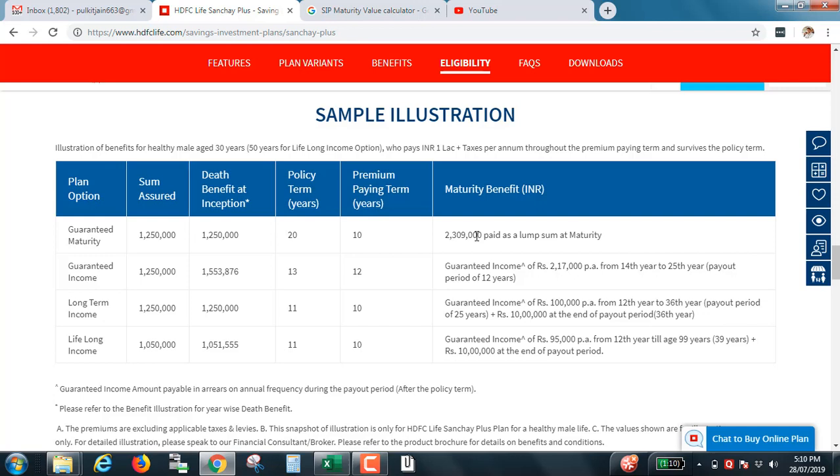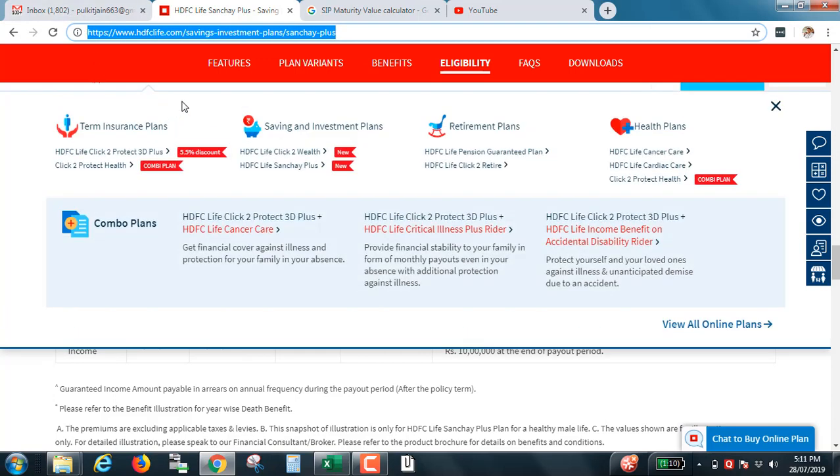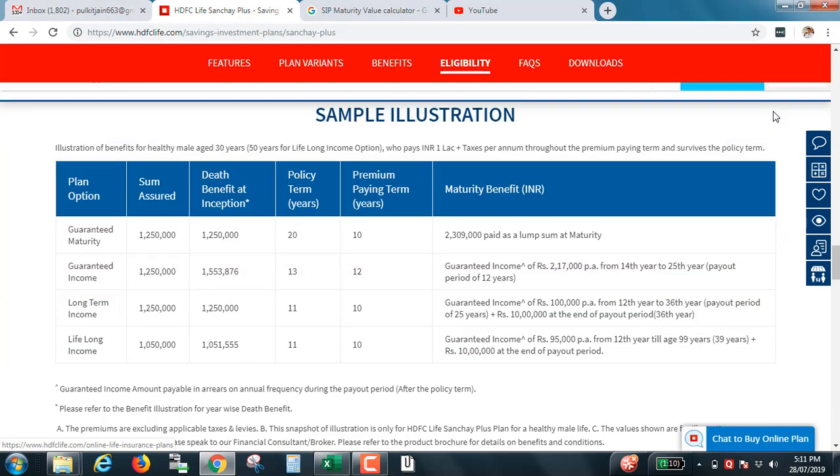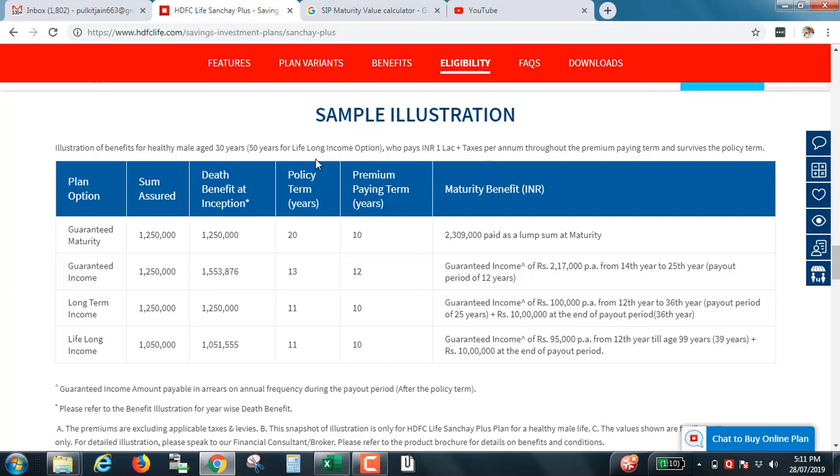Hello friends, so today I have another challenge for you. You have to calculate the rate of return on this HDFC Sanchay Plus policy. Why have I chosen this Sanchay Plus policy? Because it is a very common policy and the most popular policy nowadays. So what is this policy?